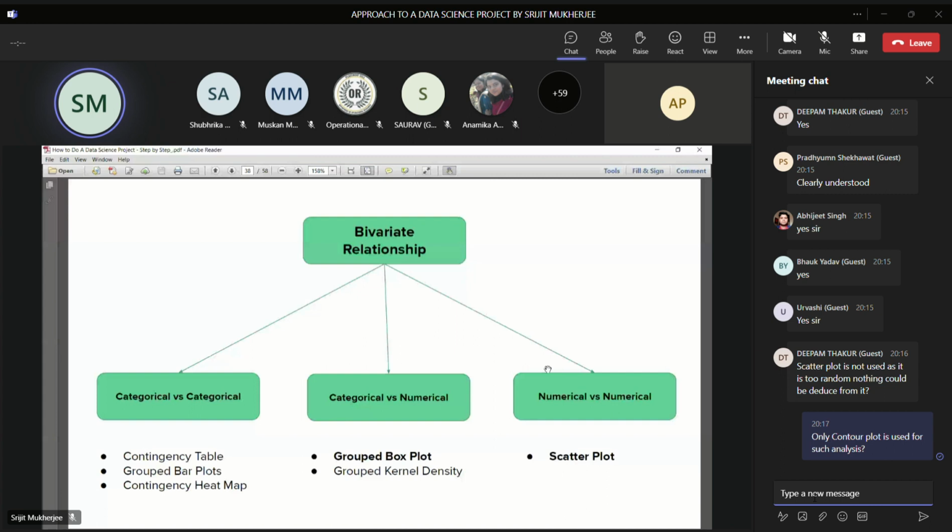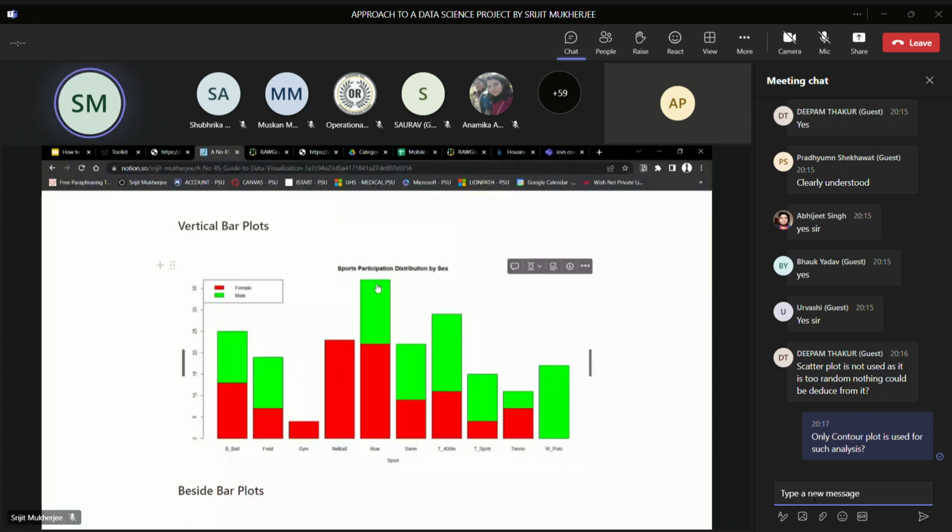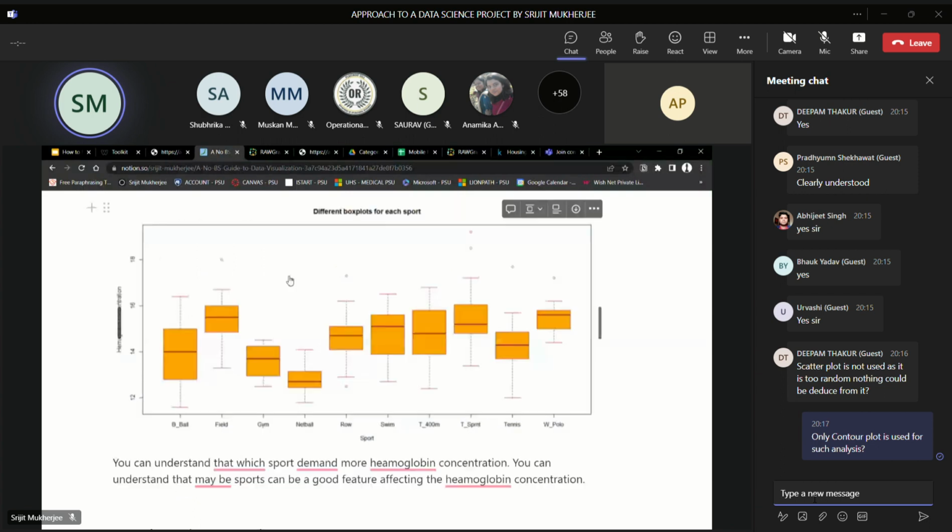Now for categorical versus continuous, let's take an example of one continuous variable and one categorical variable. One is the hemoglobin concentration, and one is the sport the player plays. And you do a box plot. Remember, a box plot is done for a single univariate data set. Now, for each of the categories, such as baseball, field, gym, and netball, you draw a box plot and see how they behave.